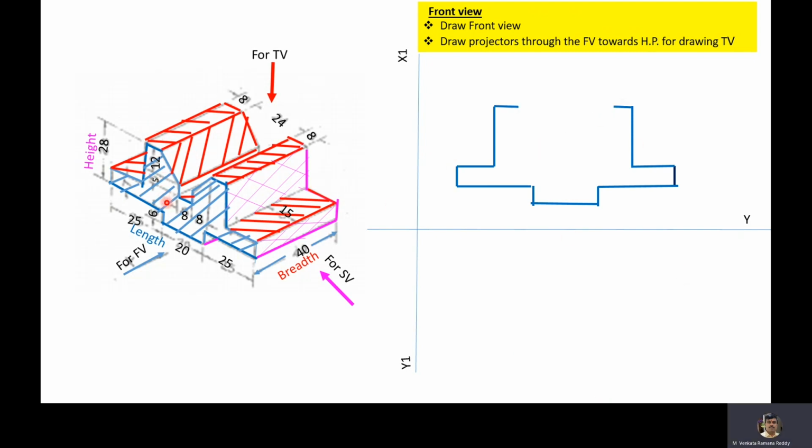After that, from the top, at a distance of 12 plus 5, that is 17 mm, at the middle of it, we'll draw the shape. Say length of it is 8 mm and height is 5 mm. Then join this point to this point and this point to this point. Then drawing front view is over. Then we'll move towards drawing the top view. For that we'll draw projectors through front view towards the horizontal plane.